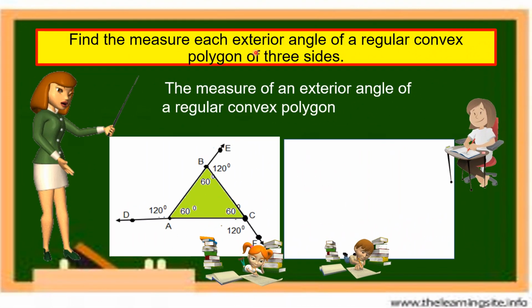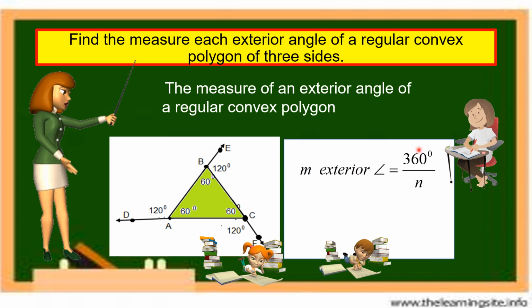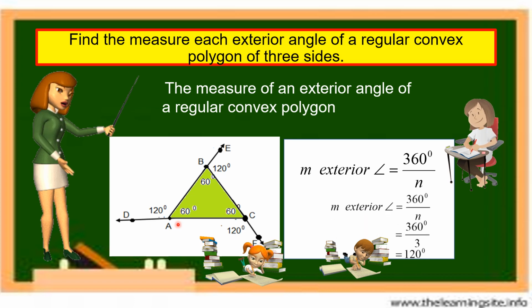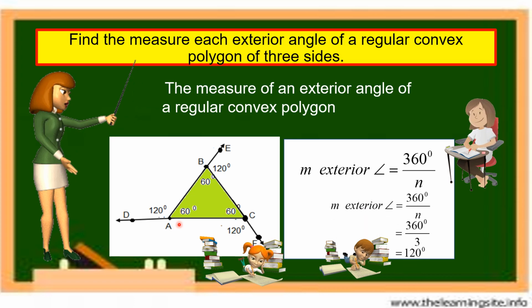Find the measure of its exterior angle of a regular convex polygon of 3 sides. The formula is 360 divided by n. What is n? N is 3. So 360 divided by 3. So the measure of an exterior angle is 120 degrees. Do not forget that interior plus exterior equals 180. If the interior is 60, the exterior is 120 degrees.